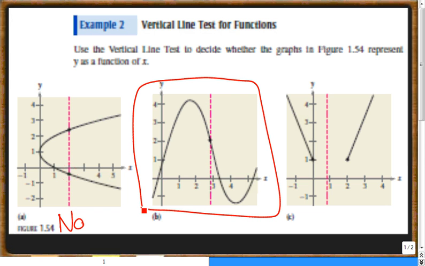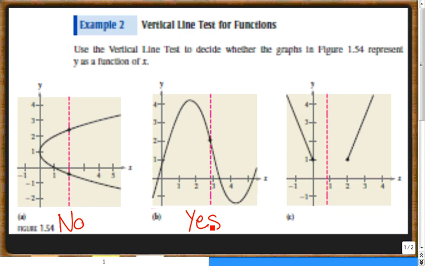For our second example over here, we have what looks to be either some sort of sinusoidal function or a cubic function. But anyway, we need to look and find a place where we have two intersections with the same vertical line. Here, it doesn't appear that there's any place that overlaps itself. We can only connect a vertical line with one place on our function, so this is indeed a function of x.